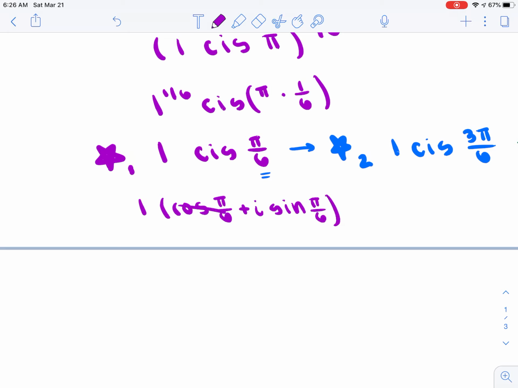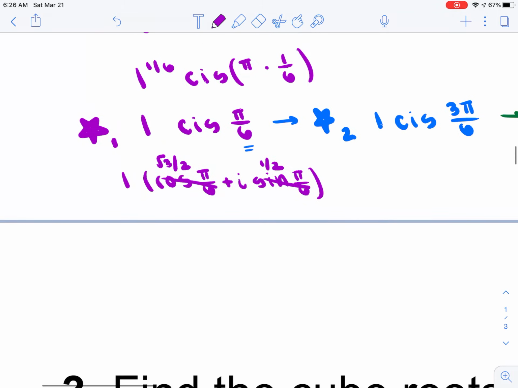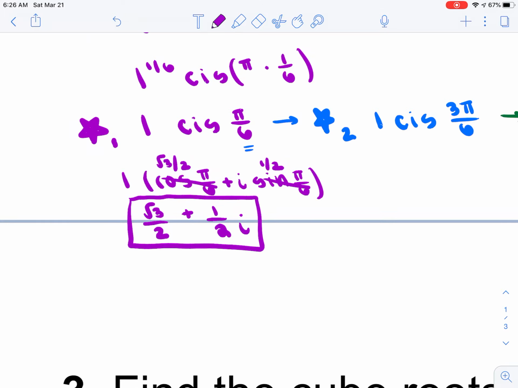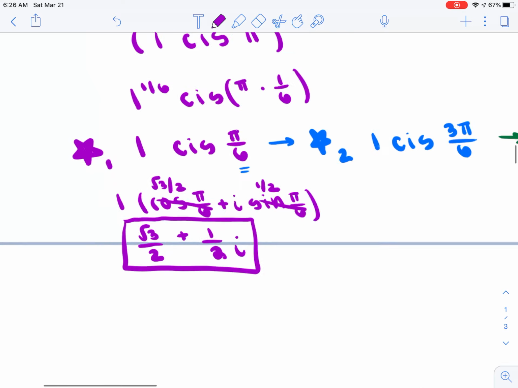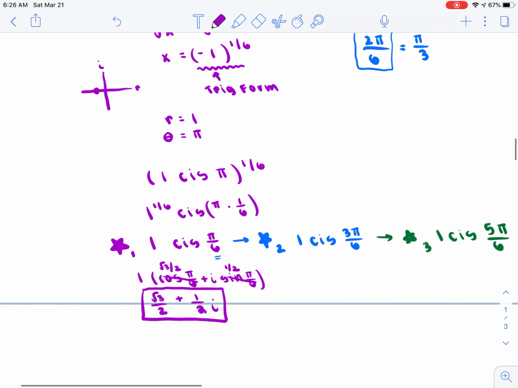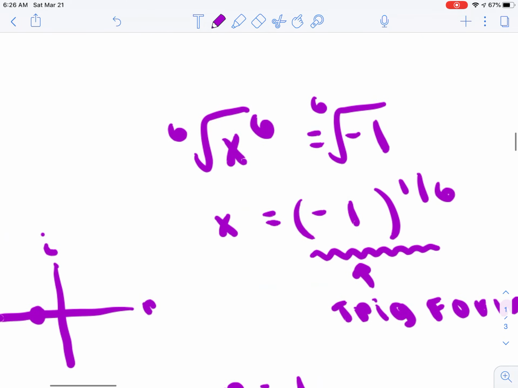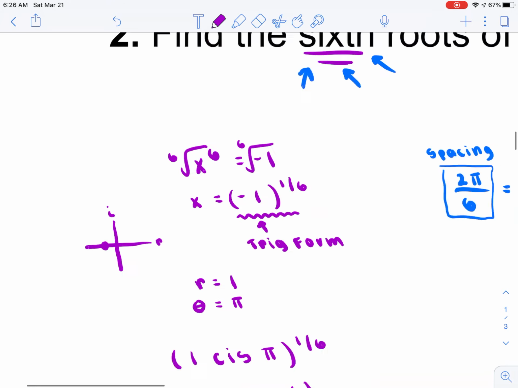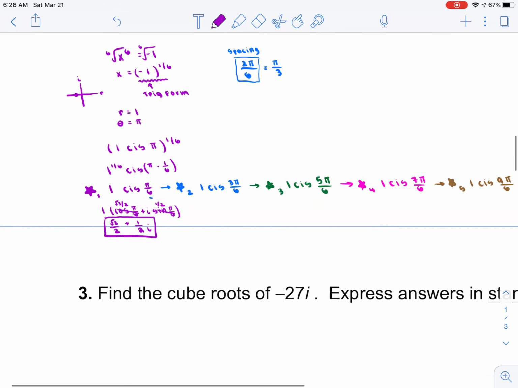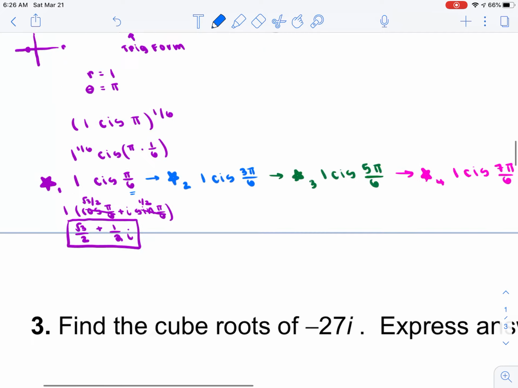Think about pi over 6. The cosine there is root 3 over 2. The sine is 1/2. So what I end up getting is root 3 over 2 plus 1/2 i as my first solution. Which is crazy, because that means if you take this quantity and raise it to the 6th power, you're going to get a solution of -1. And I can show you how to check that in just a moment.